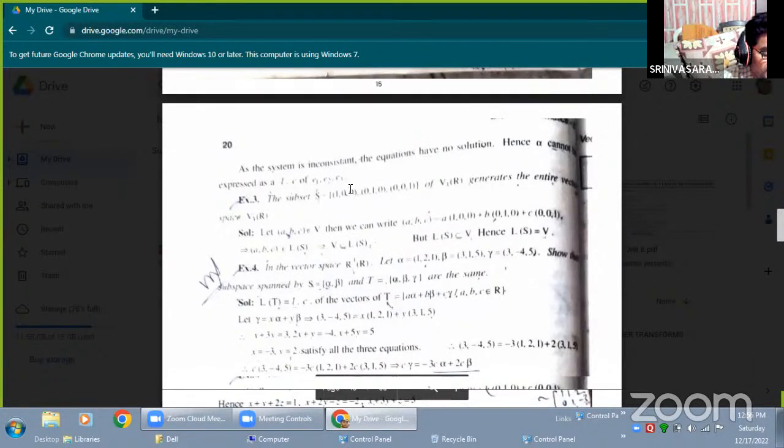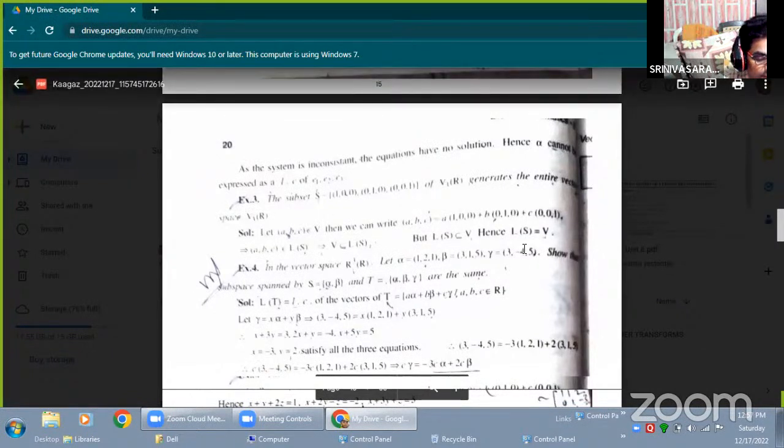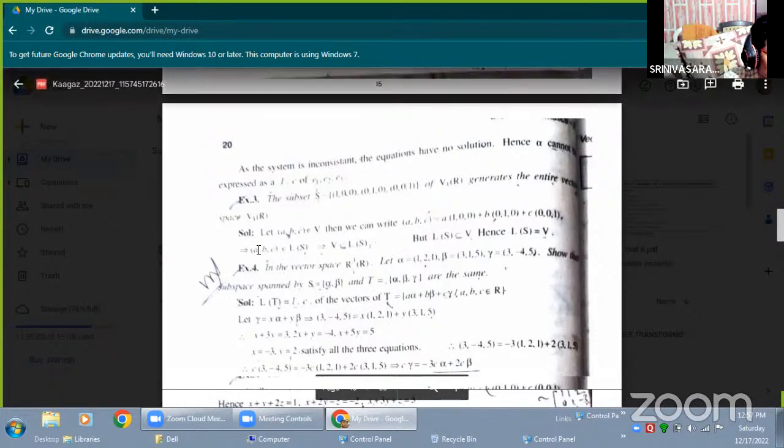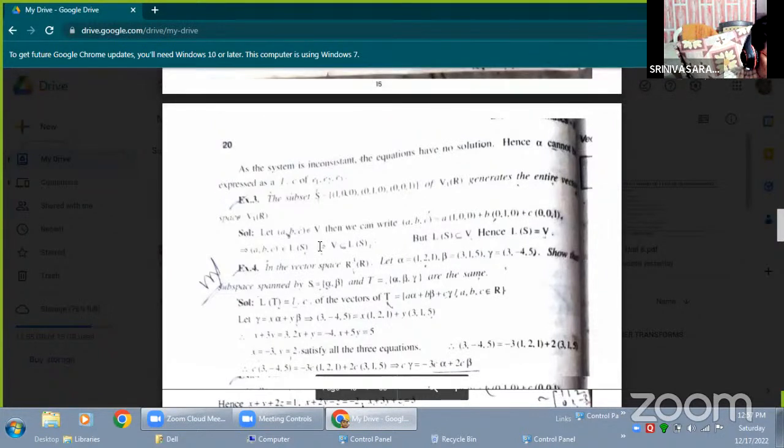We have that L(S) generates the entire vector space V3(R). Therefore, (a,b,c) belongs to V3(R). Then we can write (a,b,c) equal to a(1,0,0) plus b(0,1,0) plus c(0,0,1). Now here (a,b,c) also belongs to L(S), since it is in the vector space. Therefore V3(R) is contained in L(S), or L(S) is contained in V3(R). Finally, A contained in B and B contained in A means A equals B. That's why L(S) equals V3(R).